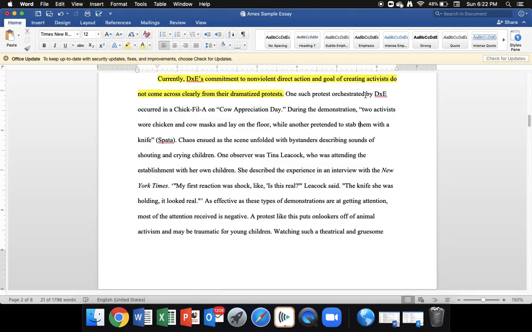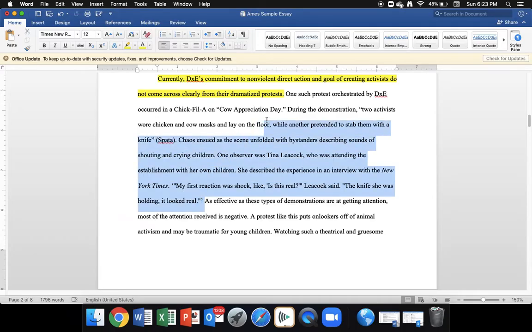One such protest orchestrated by DXC occurred in a Chick-fil-A on Cow Appreciation Day. During the demonstration, 2 activists wore chicken and cow masks and lay on the floor while another pretended to stab them with a knife. Chaos ensued as the scene unfolded, with bystanders describing sounds of shouting and crying children. One observer was Tina Leacock, who was attending the establishment with her own children. She described the experience in an interview with the New York Times. "My first reaction was shock, like, is this real?" Leacock said. "The knife she was holding, it looked real."